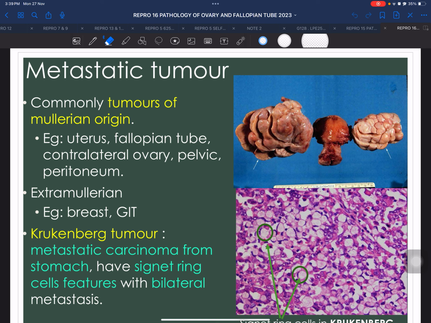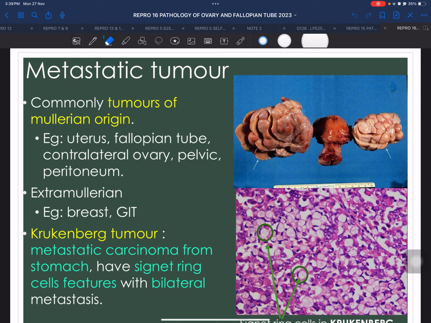Okay, metastasis can occur commonly from those of genital tract origin, such as from the uterus, from the fallopian tube. Okay. The extragenital tumors are such as from the breast or the gastrointestinal tract. Okay. So we have a particular tumor that is known as the Krukenberg tumor. This tumor is a metastatic carcinoma from the stomach that goes to the ovary, so it metastasizes to both ovaries, and it has typical histological features.